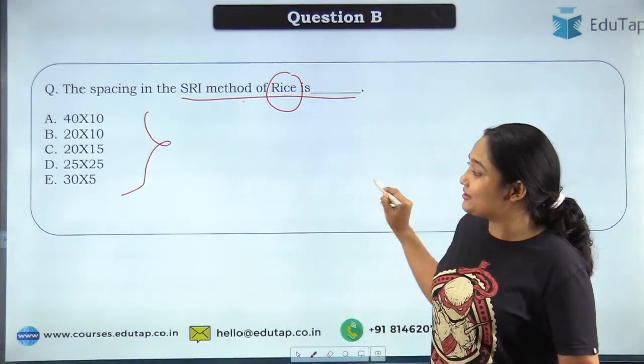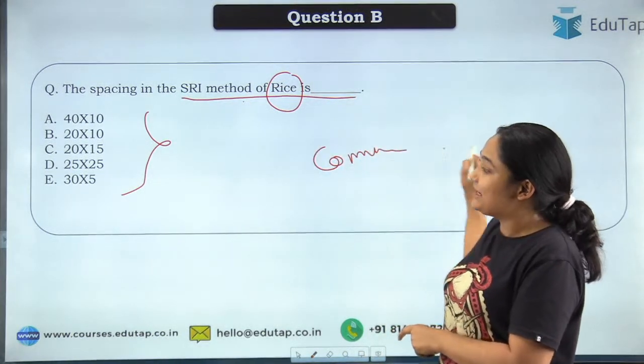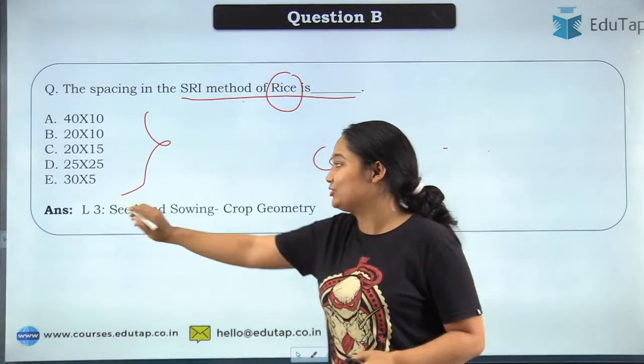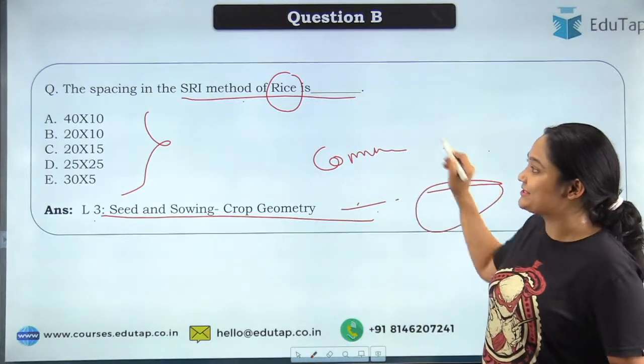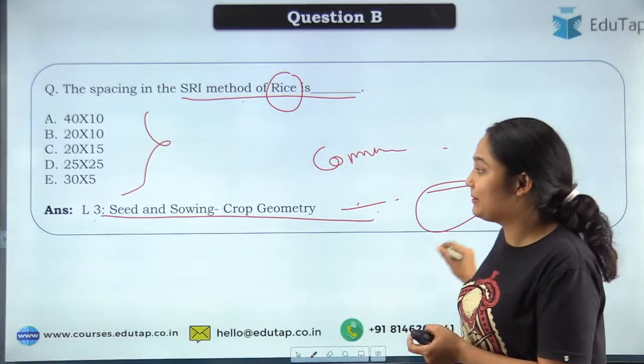If you know the answer, very good, do attempt it in the comment section. If you don't know the answer, where can you find it? Go to lecture 3 of seed and sowing, the crop geometry. In the last slide we have discussed this particular topic. I have given you data. Again, the facts are very important, so do try to remember them.